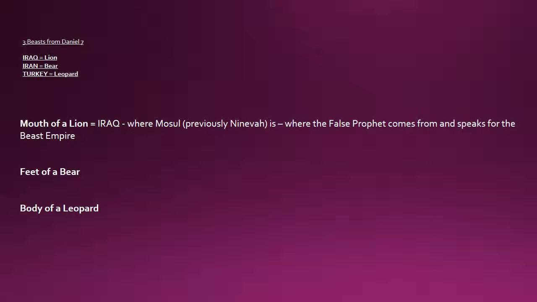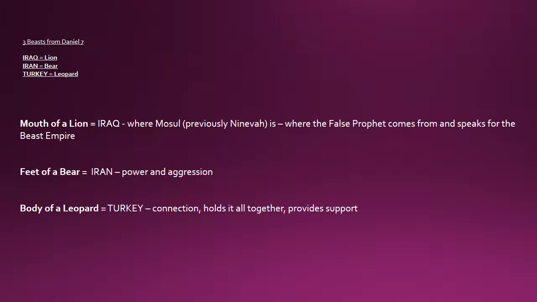I go through what we are told about this person in another video called Who is the Leader That Stands Against Jesus? But looking at the rest of the beast, it is described as having the power, might and aggression of Iran, with the feet, and the supporting body of Turkey. So now we can identify that this empire, when it takes its full form, will be based around Turkey and Iran, with the final leader coming from Iraq.